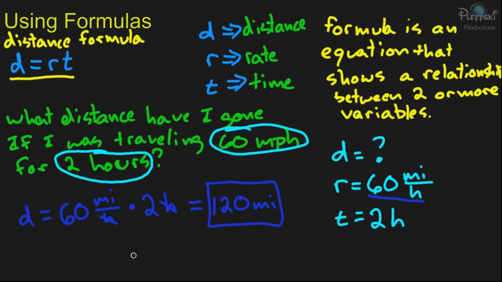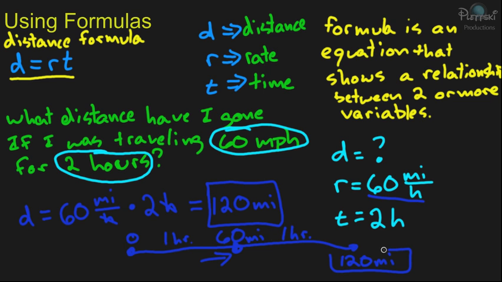If you travel for 2 hours, we're starting at 0 and we're traveling. After 1 hour, if we're going at 60 miles per hour, we will have gone 60 miles, right? If you go 60 miles an hour, you'll go 60 miles in 1 hour. And then if you keep traveling for another 1 hour, you'll go another 60 miles. So 60 plus 60 will give you 120. So after 2 hours, you will have gone 120 miles.